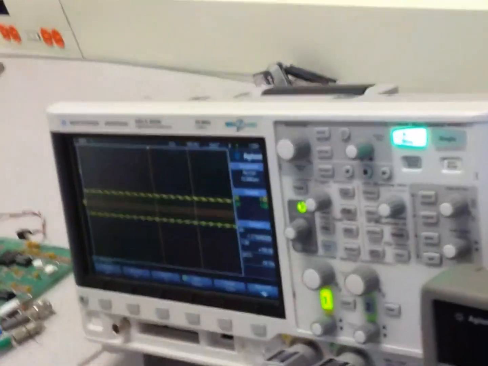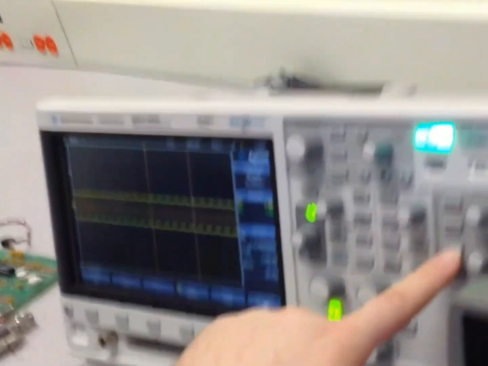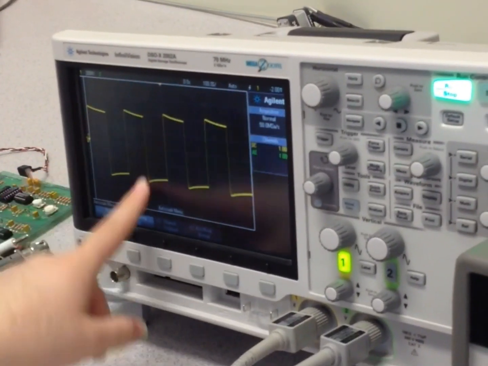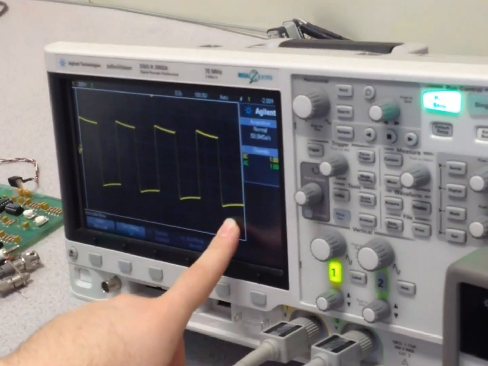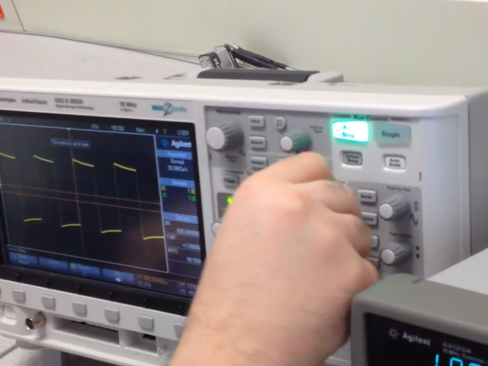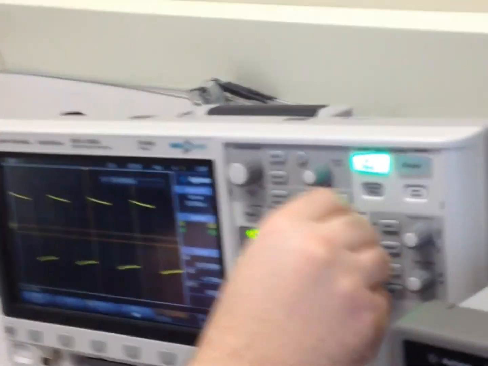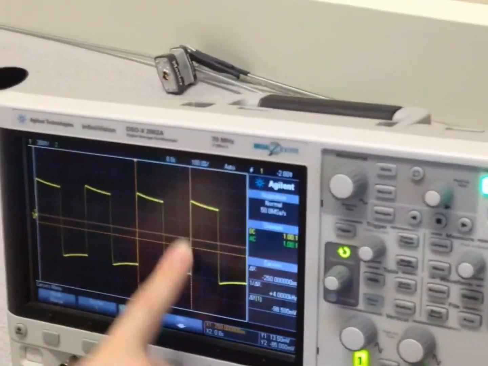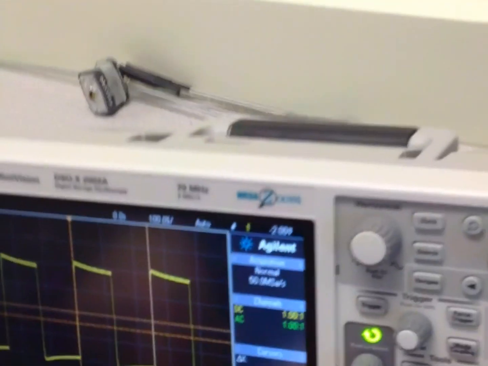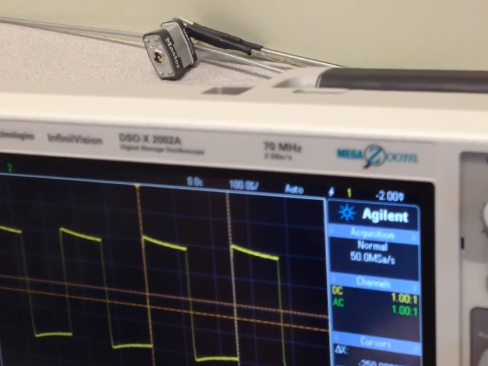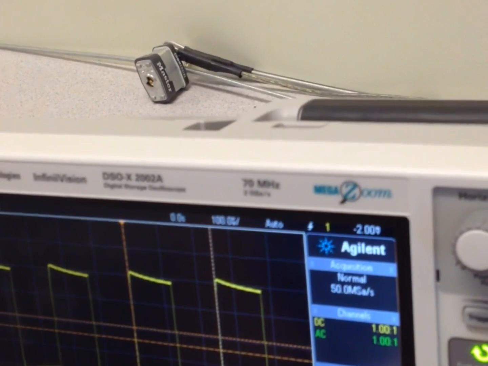Let's see. This is the yellow one. Let's auto scale. Okay, so this is now our square wave signal. Let's check the frequency. If we look at these two cursors, the difference here is 4 kilohertz. So from the 64 kilohertz input, we get our 4 kilohertz square wave.